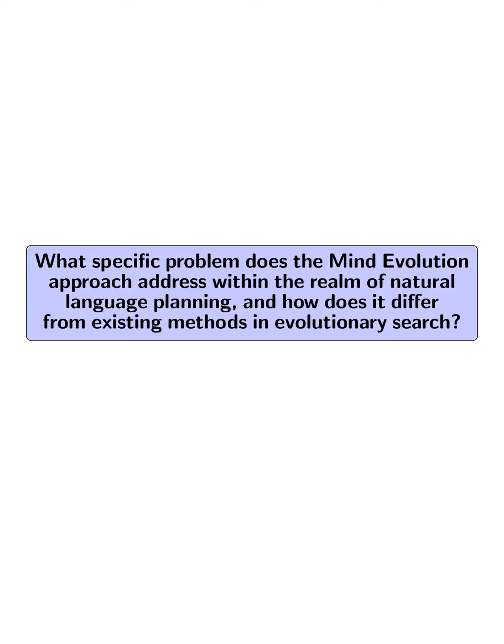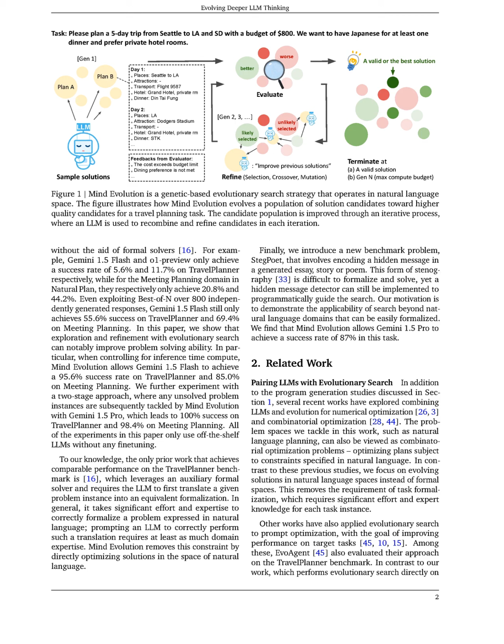What specific problem does the mind evolution approach address within the realm of natural language planning, and how does it differ from existing methods in evolutionary search? The mind evolution approach addresses the problem of optimizing natural language planning tasks, such as trip planning and meeting planning, by evolving solutions directly in natural language spaces rather than formal representations.